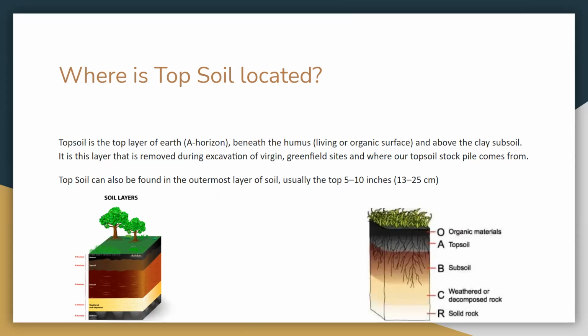human society itself. Although topsoil is in the upper outermost layer of the soil, usually 5 to 10 inches, it has the highest concentration of organic matter and microorganisms, where most of Earth's biological soil activity occurs. Topsoil is composed of mineral particles, organic matter, water, and air.